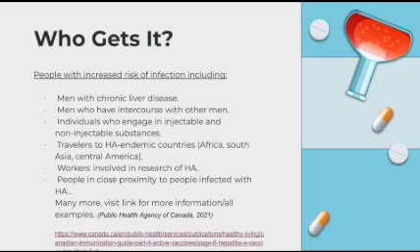Who gets the vaccine? People with increased risk of infection, including men with chronic liver disease, men who have intercourse with other men, individuals who engage in injectable and non-injectable substances, travelers to HA endemic countries, workers involved in research of HA, and people in close proximity to people infected with HA, including many more.